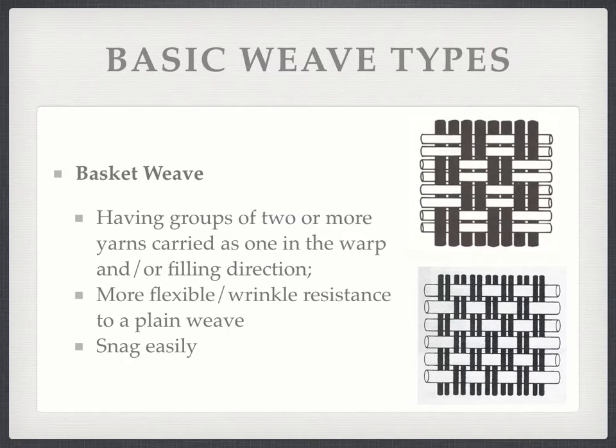What's nice about basic weaves is that they are reversible unless you print or finish on one side, so it should look the same on the front and the back. Positives of basket weaves is that they're very flexible and wrinkle resistant, more so than a plain weave. It is also pretty durable, but it can snag because of those interlacings, the 2 or more yarns being interlaced, and then it's more likely to shrink when it's washed.